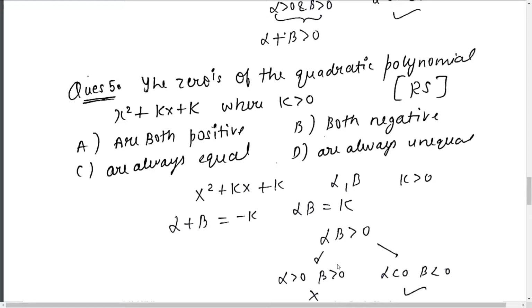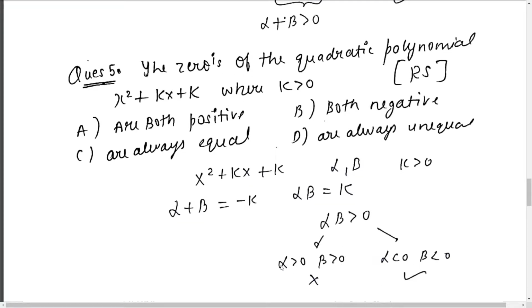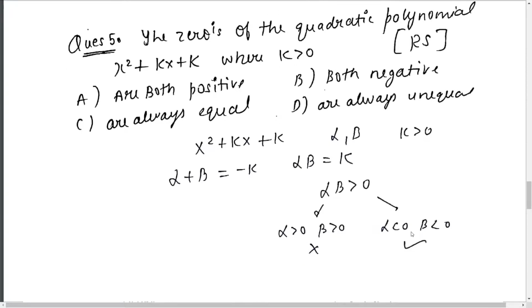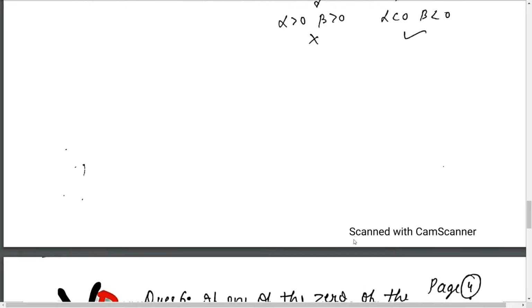Again two cases arise, that alpha is greater than 0 and beta is greater than 0, or alpha is less than 0 and beta is less than 0. This case will again fail because here the sum will be positive, but from here we know that the sum is negative. Why? Because k is greater than 0, so minus k will be less than 0, so alpha plus beta will be less than 0. So only this case can happen and the answer will be both negative, right? Let's move to the next question.